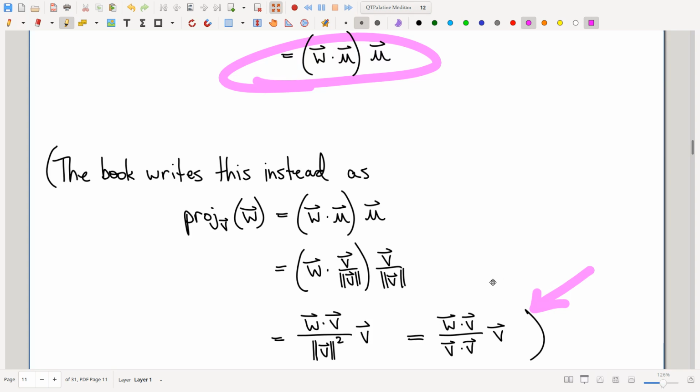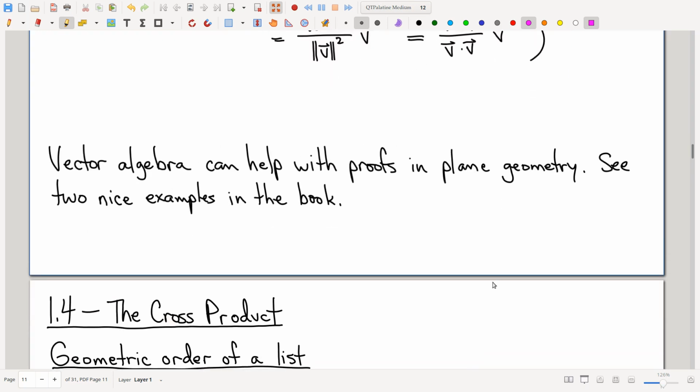Okay. All right, last comment on 1.3, and that is vector algebra can be useful for proving certain facts about high school geometry. And there are some cool examples of this. The book has 2 nice examples, and I encourage you to take a look at those. It's a pretty straight read. There's no deep water there for me to comment on, so I'm going to let y'all read those yourselves. There is at least one homework exercise that's kind of along those lines.